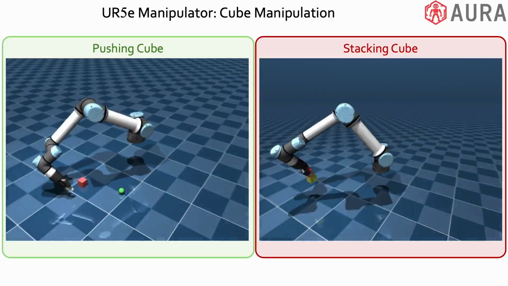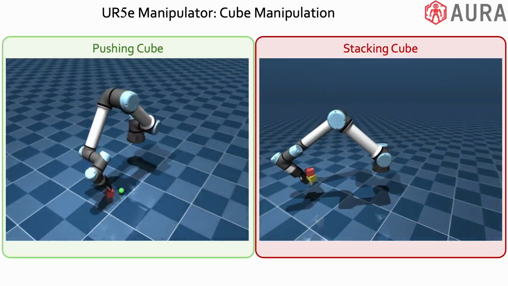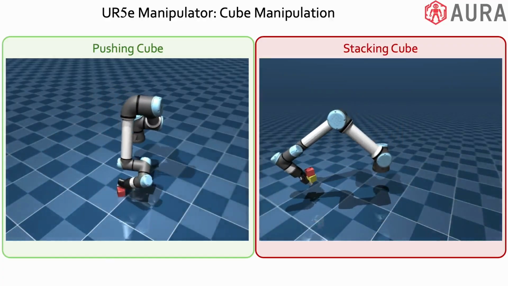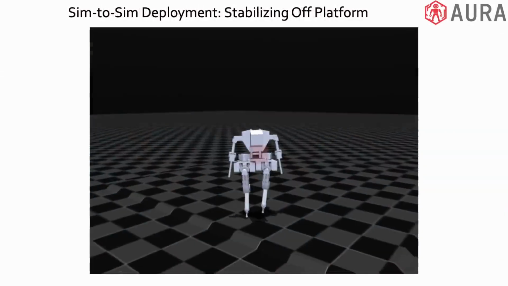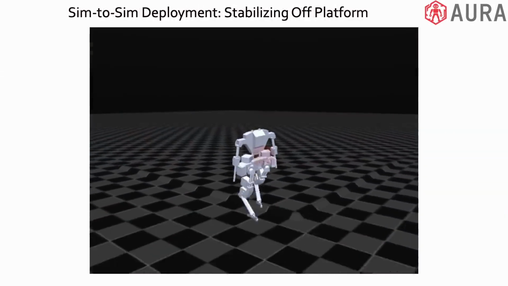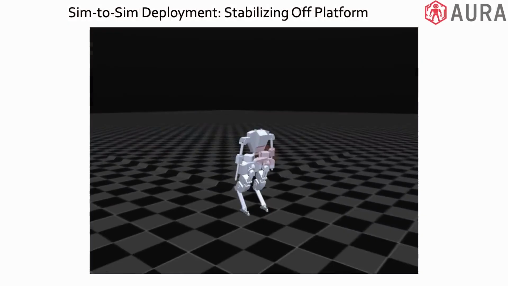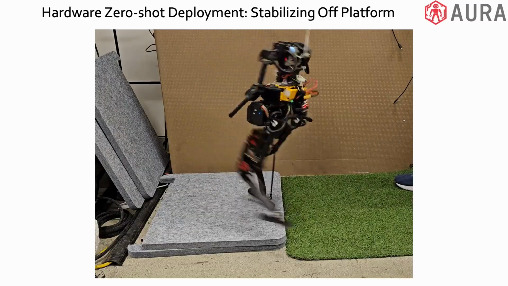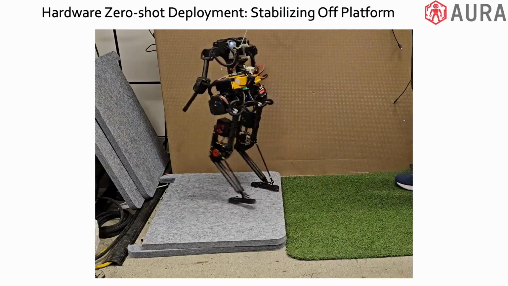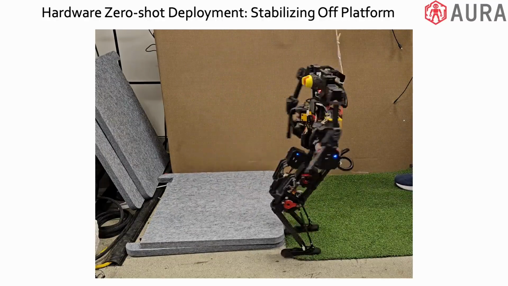We also tested Aura on manipulator embodiments, where we tested its capability of creating policies capable of pushing a cube to its target position, and stacking a cube on top of another cube. For this experiment, we allowed Aura to train longer, achieving significant disturbance rejections when stepping off the platform. The same policy was zero-shot deployed on a custom humanoid robot in the same scenario, showcasing Aura's training capability.